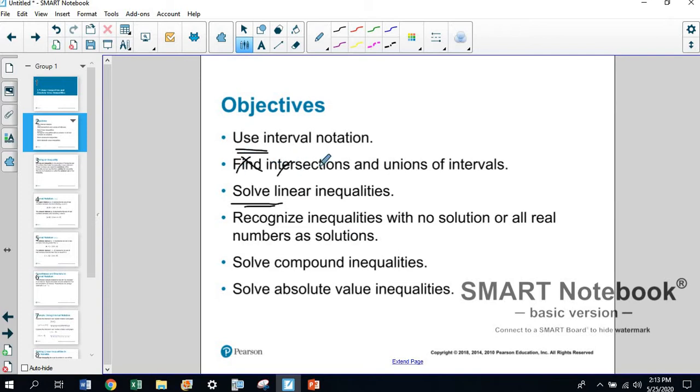We are not going to worry about intersecting or unioning intervals. That's not in the scope of this course. So we're going to do these two things here in this first section, and we'll do these last couple of things in part 2.